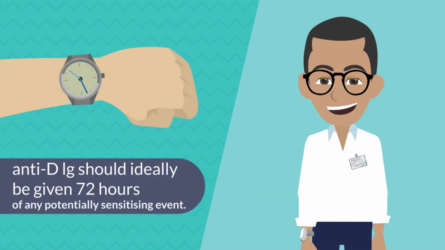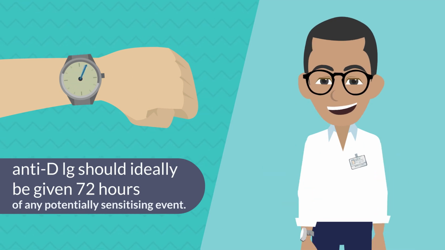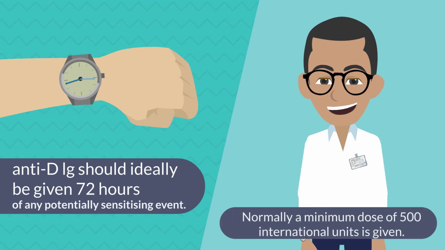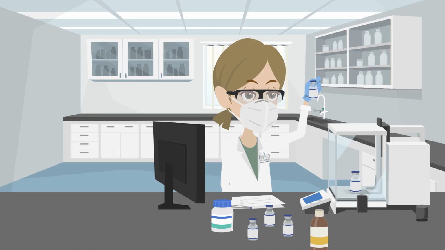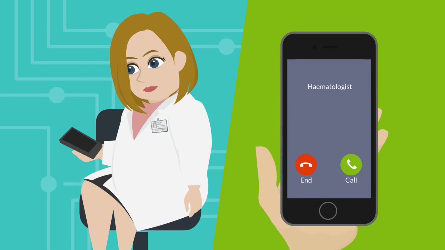To be effective, anti-D Ig needs to be given within 72 hours of a potentially sensitizing event, including delivery. Normally, a minimum dose of 500 international units is given. Sometimes additional doses of anti-D Ig are required if laboratory testing shows a volume of more than 2 milliliters of fetal cells have entered the maternal circulation, and follow-up testing is then required to ensure all fetal cells have been cleared. When anti-D Ig is required following administration of D-positive blood components to adults or children, the dose will be variable, and advice should be sought from a hematologist.